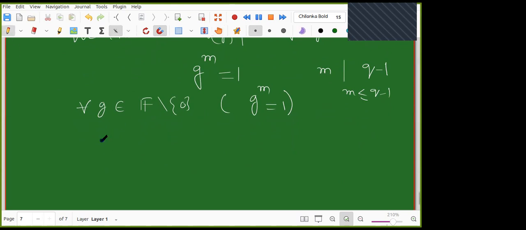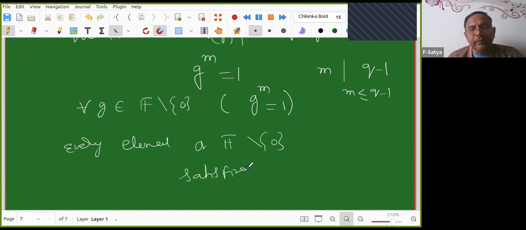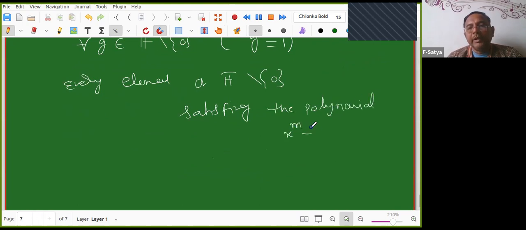So we look at the polynomial x to the power m minus 1. From this, what is the conclusion? Every element of F minus 0 satisfies x to the power m minus 1 equals 0. Right? Every element satisfies the polynomial x to the power m minus 1.